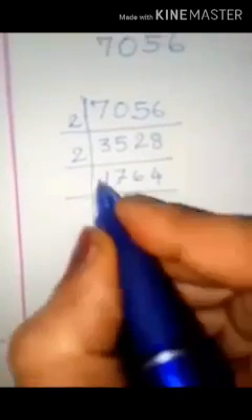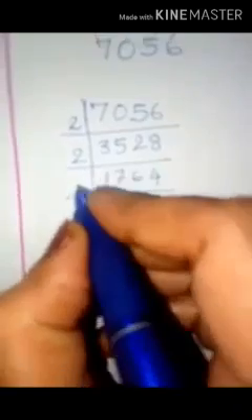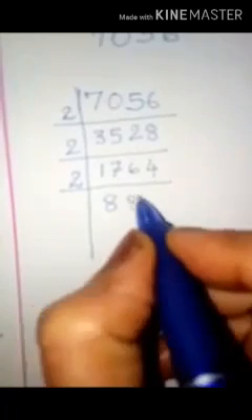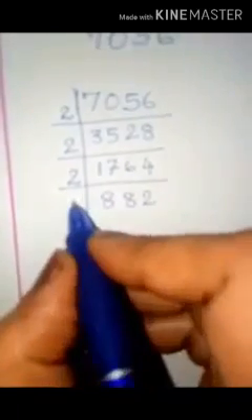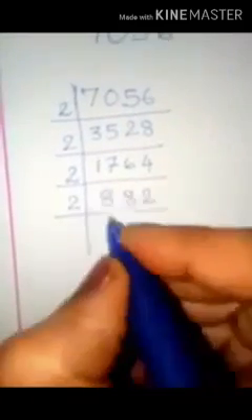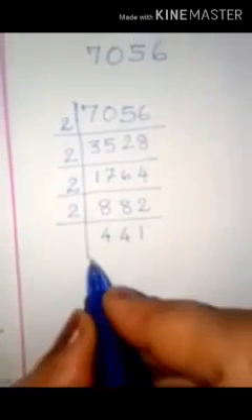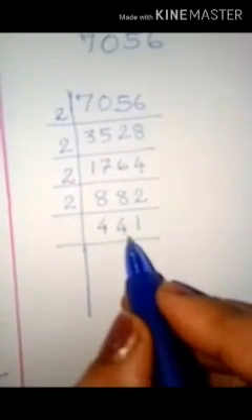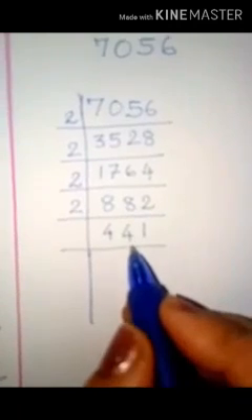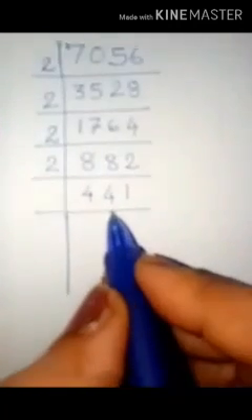This is again an even number, so we'll divide with 2. 2 8s are 16. 1 left, so again 1 and 6 will become 16. So 2 8s are 16 and 2 2s are 4. Now again with 2. 2 4s are 8. 2 4s are 8. You know 441 is the square of 21, if you have learned your tables. But we are going to use prime numbers.